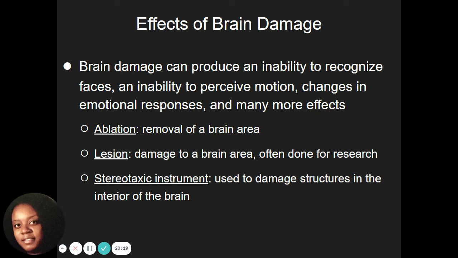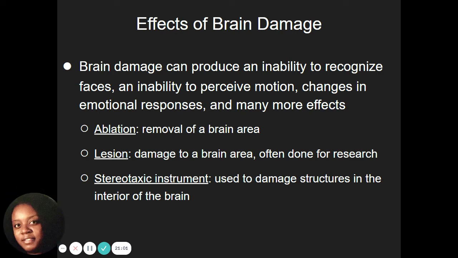Phineas Gage was the foreman of a railroad construction crew, and he lost part of his frontal lobe and suffered some brain damage, and that had debilitating effects. I will be putting a video in eCampus for you guys to watch so that you can hear a little bit about Phineas Gage. An ablation is the removal of a brain area, whereas a lesion is when bruising or damage occurs in a specific brain area, which can be done for research.